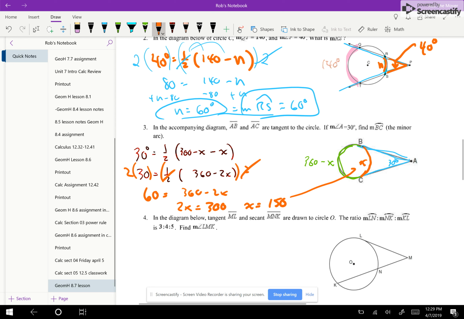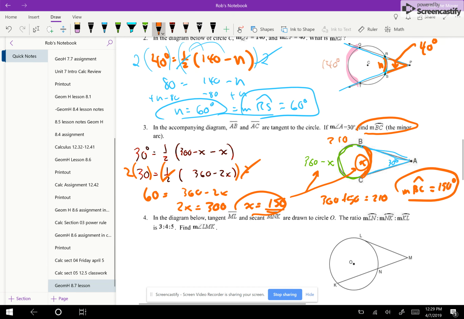Now, plug back into my equation here, make sure it makes sense. 360 minus 150 is 210. And if I take that 210 and subtract the 150, I get 60. 60 divided by 2 is 30. Get the tingles. We're happy. Make sure I answer my question. Find BC, the minor arc. So the measure of arc BC, which I labeled X here, make sure I labeled X the correct thing, is 150 degrees.